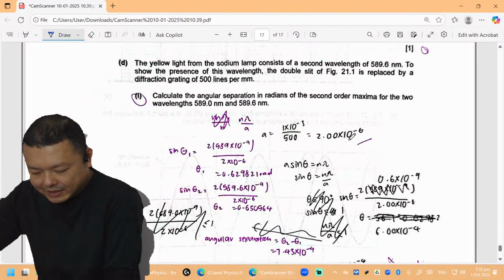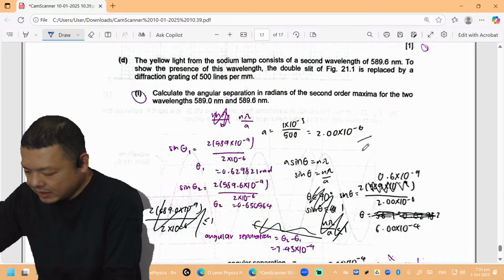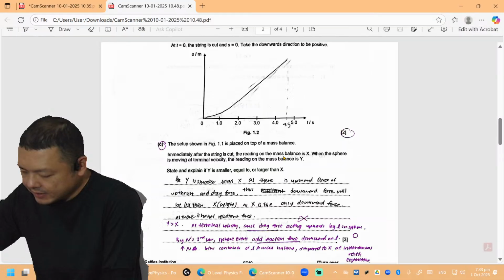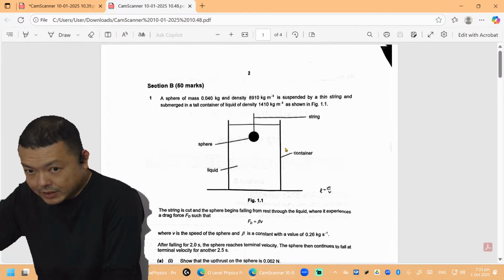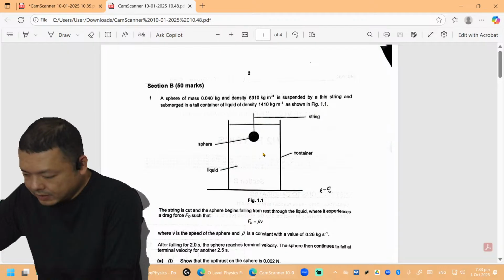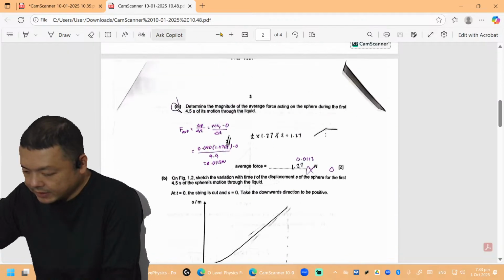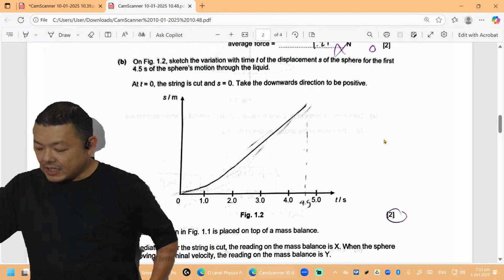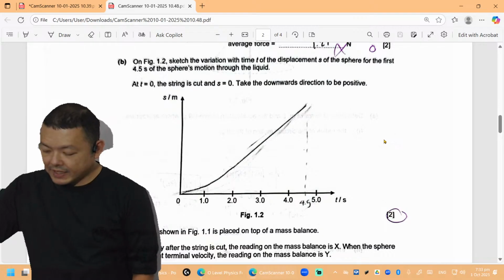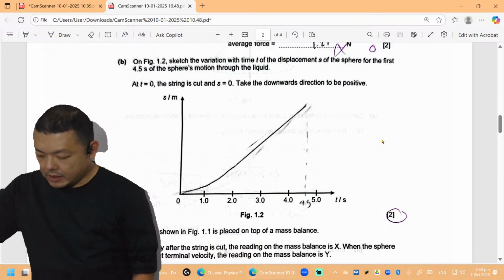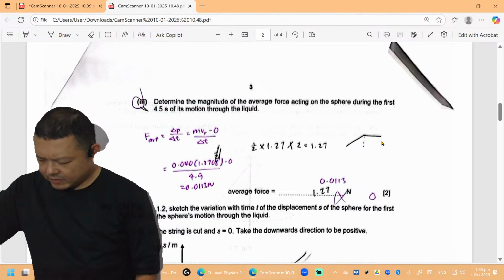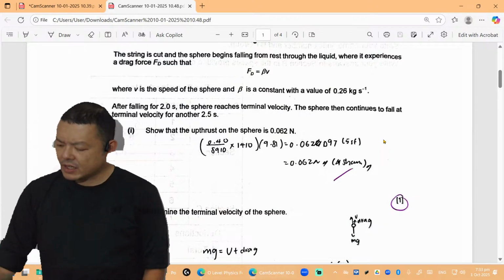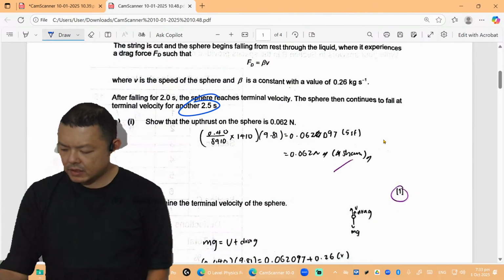Do you want me to do this one? The next paper, the other scans. Okay, is it this one? The next question, which is this one here. Sketch the displacement time graph for the first 4.5 seconds of the sphere's motion in the liquid. It says it reaches terminal velocity at 2.5 seconds.